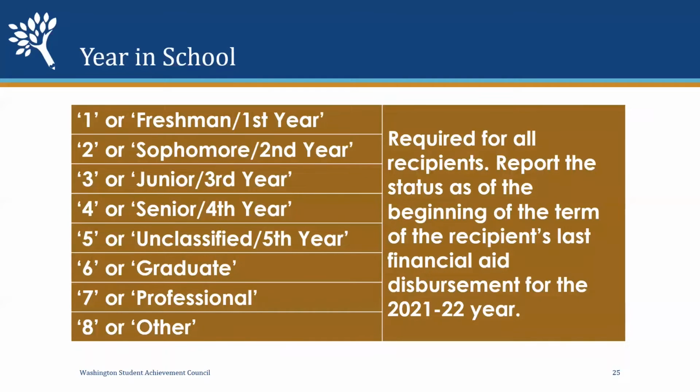Year in school. You all have seen this, and I just want to remind you that a year in school is required for all recipients. But keep in mind, you need to report the status as of the beginning of the term of the recipient's last financial aid disbursement for the 21-22 year. So, for example, if a student is a sophomore in the fall term, but by spring term they are a junior, and they had a disbursement, you would need to report them as a junior. Just a reminder.